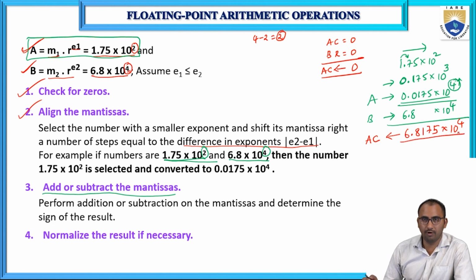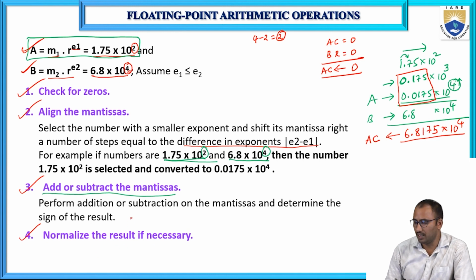So after performing the addition or subtraction operation, these are the mantissas. These mantissas we have to add or subtract, depending upon the operation. So this is the third part. And coming to the last part, that is, normalize the result if necessary.